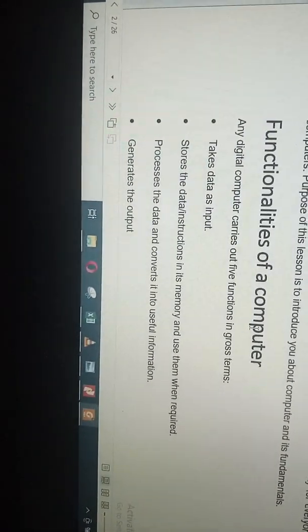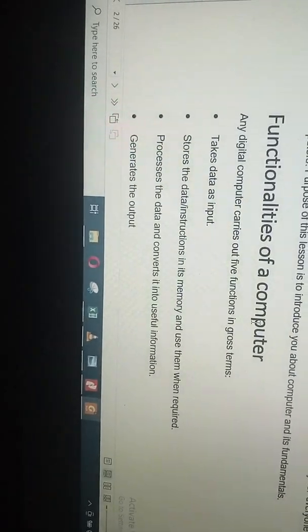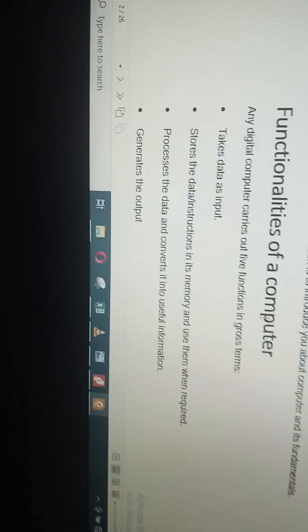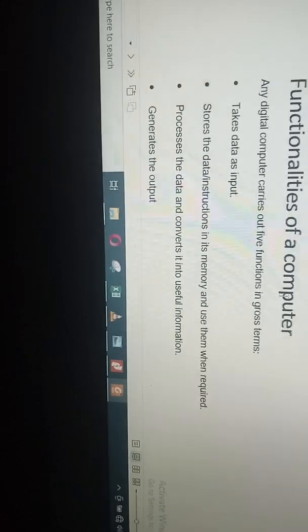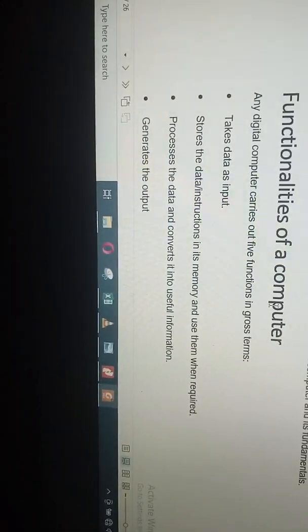So those are the basic things that we are supposed to know about any computer. It's an electronic device that is capable of taking data as input, stores the data, process it, and then display the result in a desired format. That's what the computer is all about.